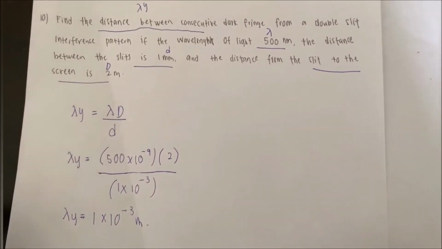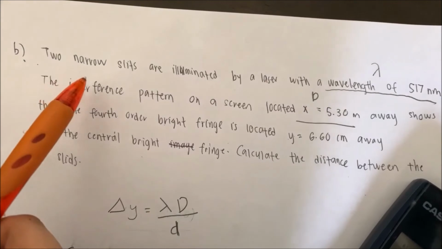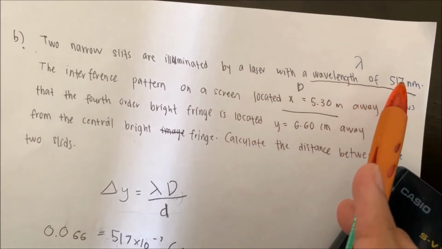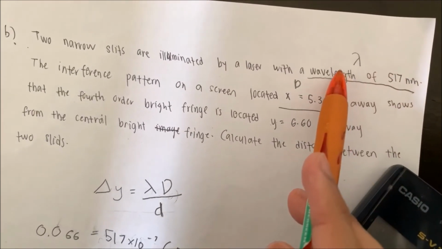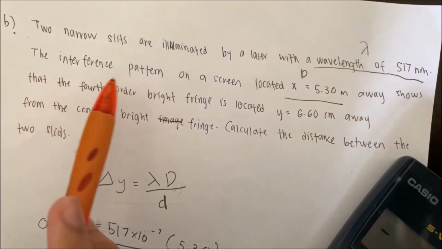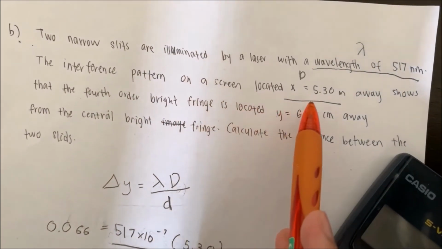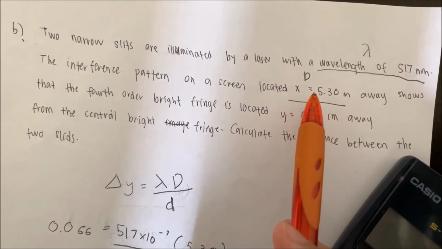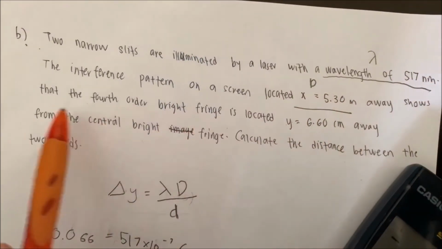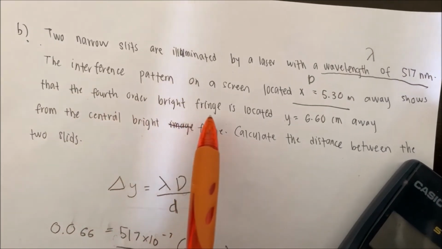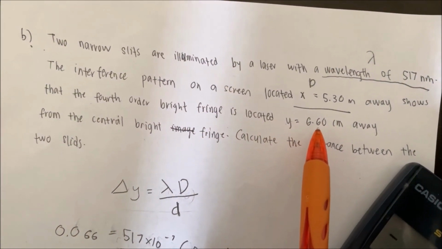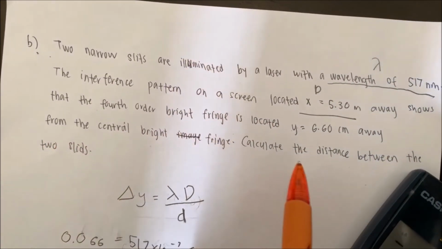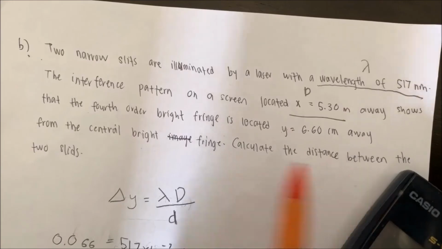For question B, two narrow slits are illuminated by a laser with a wavelength of 570 nanometer. This is our lambda. The interference pattern on a screen located x equal to 5.30 meter away, this is our capital letter D, shows that the fourth order bright fringe is located y equal to 6.60 cm away from the center bright fringe. Calculate the distance between the two slits.